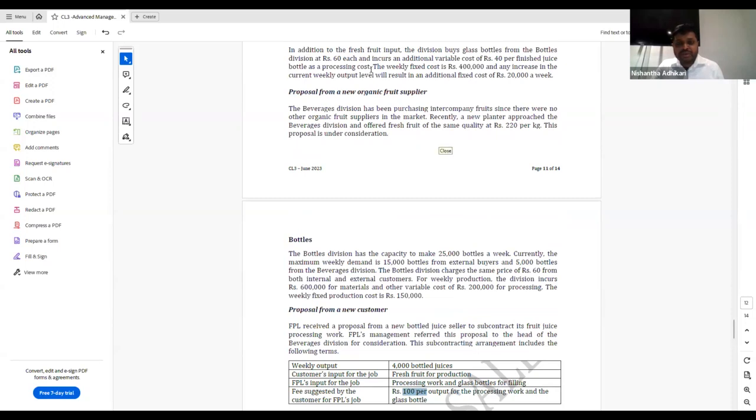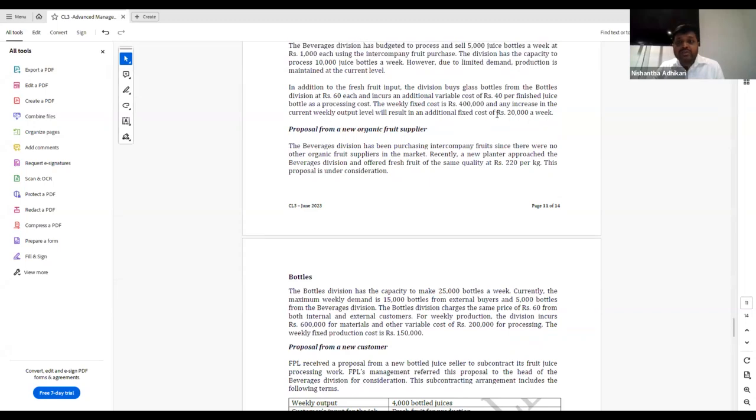Why didn't the bottle division consider fixed cost? Fixed cost should not be considered, because the weekly fixed production cost will not change. But if it is increasing, it has to be considered, right? Here, the 20,000, if it is increased from the present production level, assume 15,000, by an additional amount, you have to incur an additional 20,000. That means you are going to increase by 4,000 bottles. Then I will show you the working.